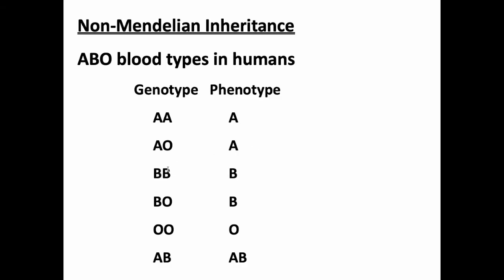A B allele and another B allele, obviously you're going to have B-type blood. If you've got a B allele and an O allele, just like we said here, O is recessive, you're going to have B-type blood. If you've got an O allele and another O allele, you're going to have this recessive phenotype. You're going to have O-type blood. And then here's the codominance. If you've got an A allele and a B allele, you're going to have AB-type blood.